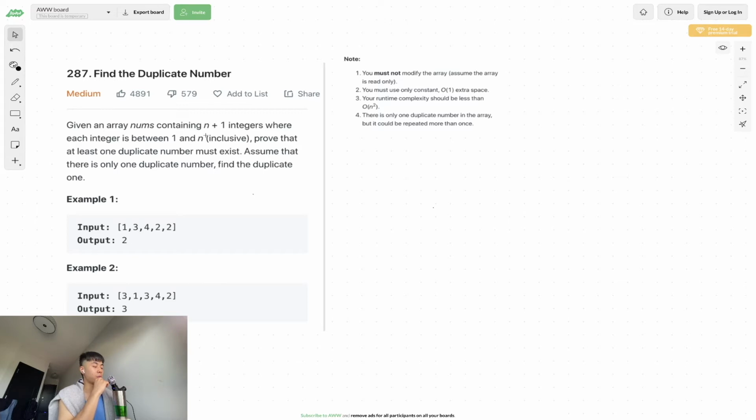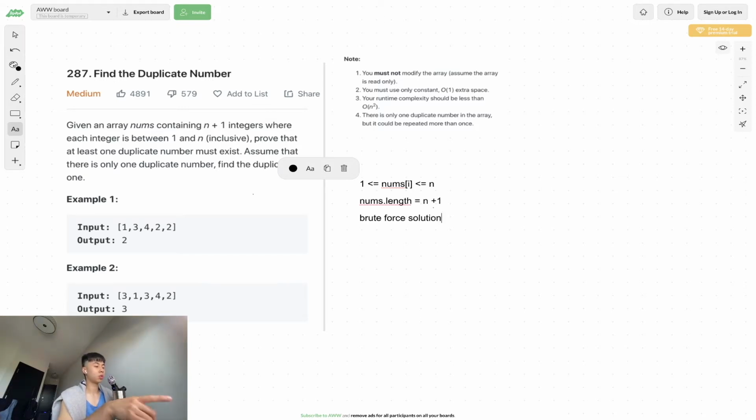So we have the fact that these numbers are between 1 and n inclusive. The range of nums is between 1 and n inclusive, and our nums.length is equal to n plus 1.